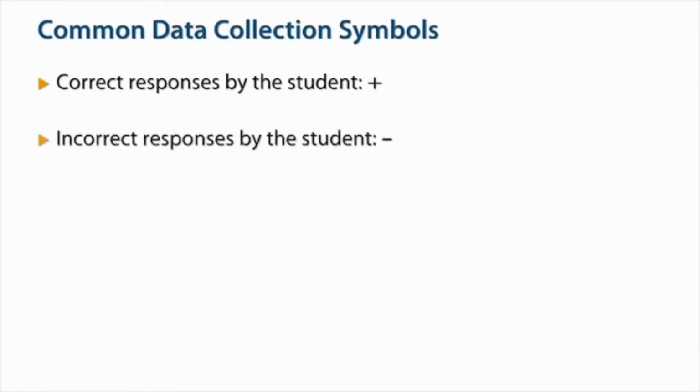As Anna writes down the results of each trial, she'll be using these common data collection symbols to record Joey's behavior. Correct trials are signified by a plus sign. If Joey's incorrect, she'll mark down a minus sign. If he makes no response, she'll put down NR. Well, here's the first trial.